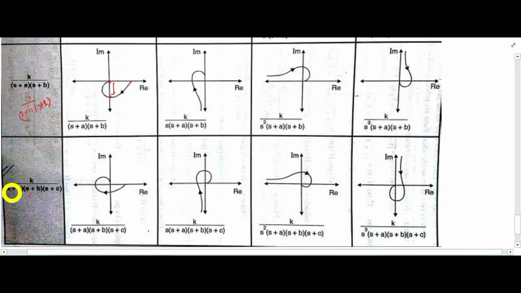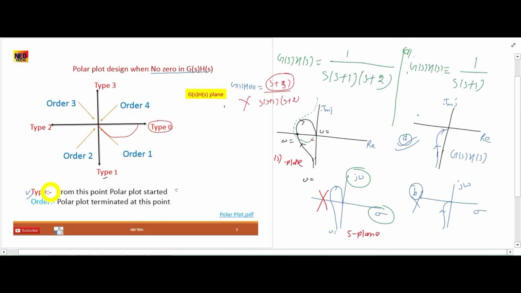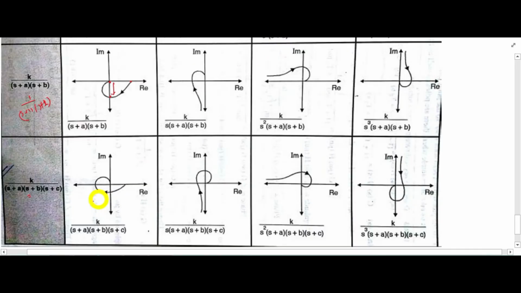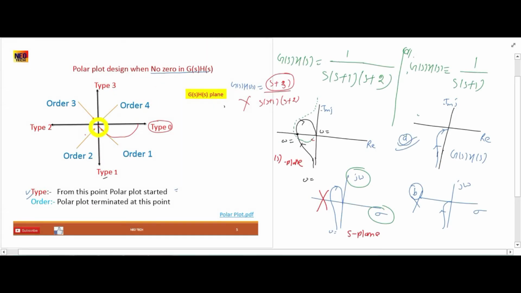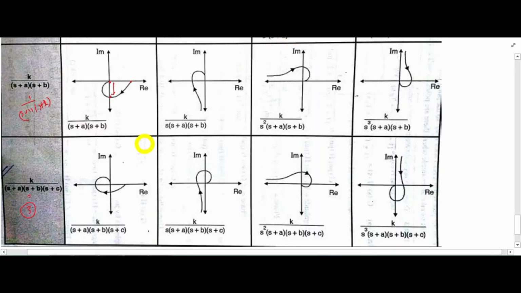Now see here, what is the type of this system? Our type of the system is 0, which means our polar plot starts from this point. You already saw that the polar plot always starts according to the type. And what is the order of the system? The s terms become s cubed, which means the order of the system is 3. If the order of the system is 3, our polar plot will terminate in this coordinate, right? The polar plot starts from this point and terminates at this point.